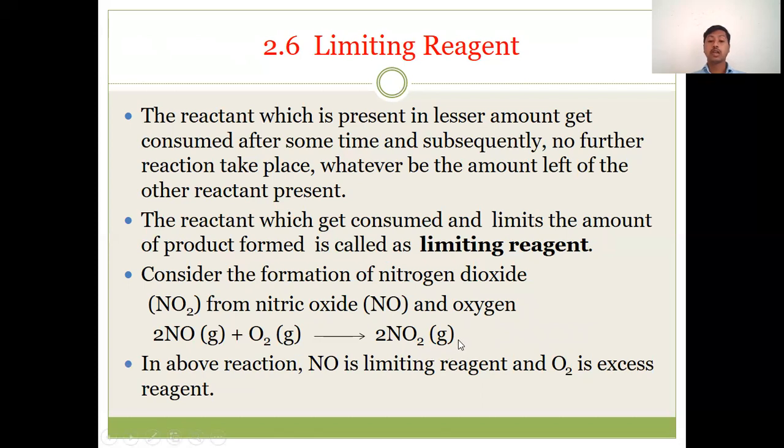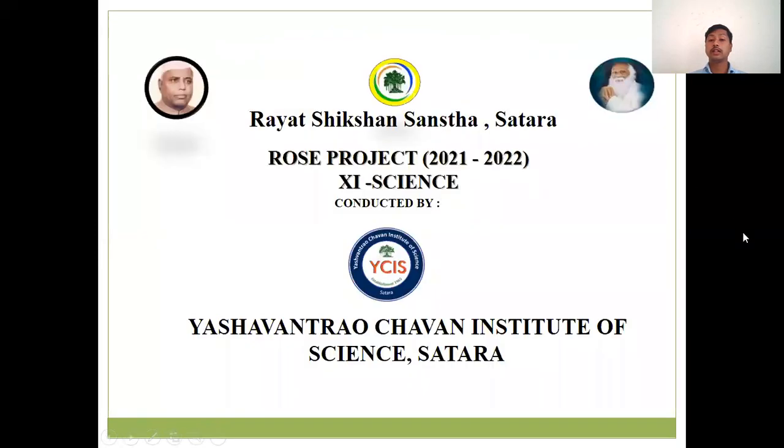In the above reaction, this is a simple forward reaction. In it, the NO, that is the nitric oxide, is the limiting reagent, and oxygen, O2, is the reagent present in excess on the reactant side, and then the forward arrow gives the formation of NO2 in this particular reaction.